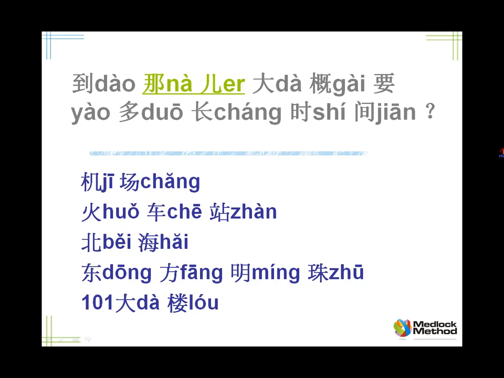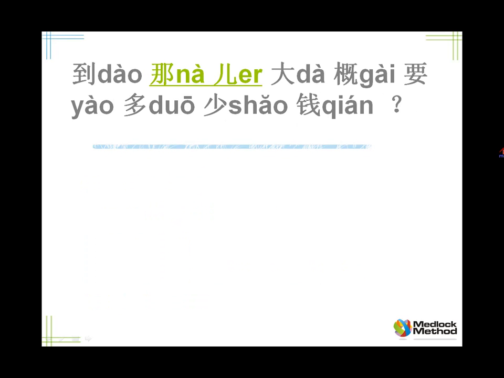Let's move on. And this sentence pattern is actually quite similar. 到那儿大概要多少钱? So literally, arrive there, about need how much money? That's right. So how much does it cost to get there? That's about right. Okay, I repeat that again. 到那儿大概要多少钱? Okay, let's ask me and tell me.